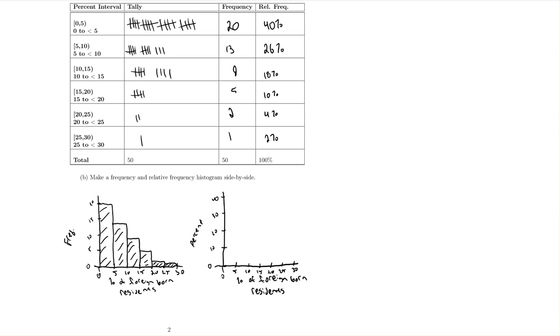And I can do the same thing for foreign-born residents. So I got my bin at 40. That goes up to 40 here. Then I'm going up to roughly 26. Then I'm going up to roughly 18. So 18 is going to be somewhere around here. I have 10. I have 4. So right around here, and then I have 2. And you're going to notice both these graphs look almost identical.